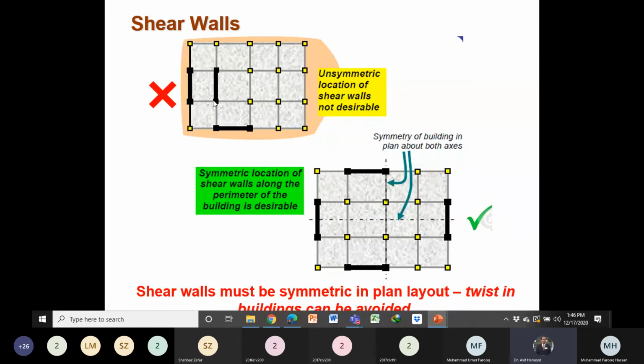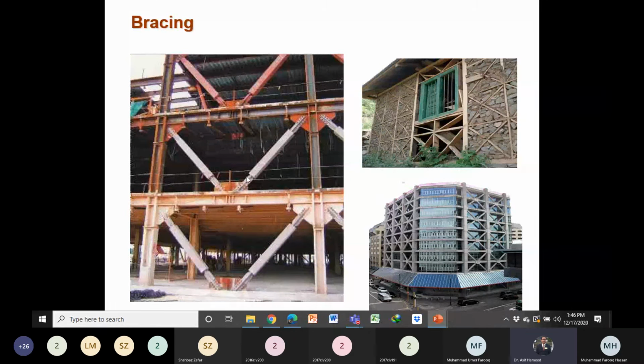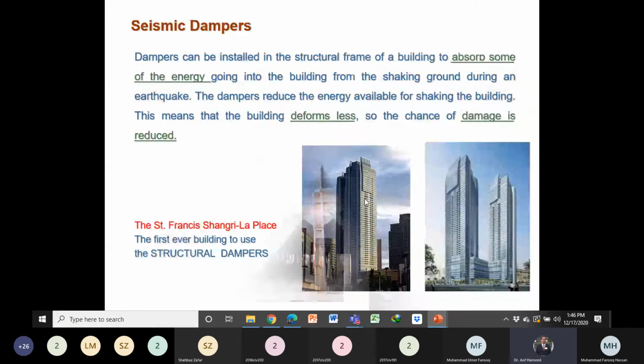Again, these shear walls should be symmetrically placed. If we place these shear walls unsymmetrically, then there can be twisting of the buildings. So you can place these shear walls symmetrically so that twisting can be avoided. We can provide bracing in steel structures, wood structures, and even concrete structures.